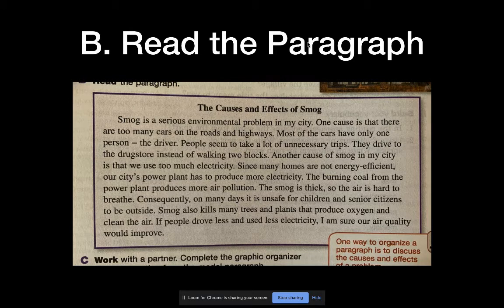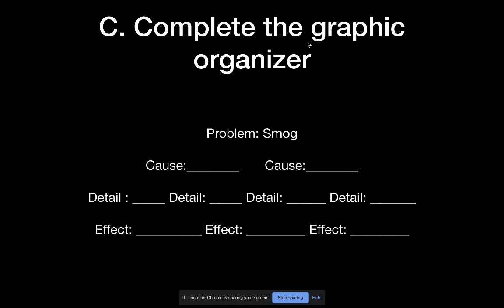Now, if you look again on page 118 in part C, they tell you to complete the graphic organizer. And it looks kind of like this. I could not make my organizer look just like the one in your book, but you'll notice that I have at the top, the problem is smog. Now, what this graphic organizer does, we've used things like this before, is it just helps you see the order and the organization of the paragraph.